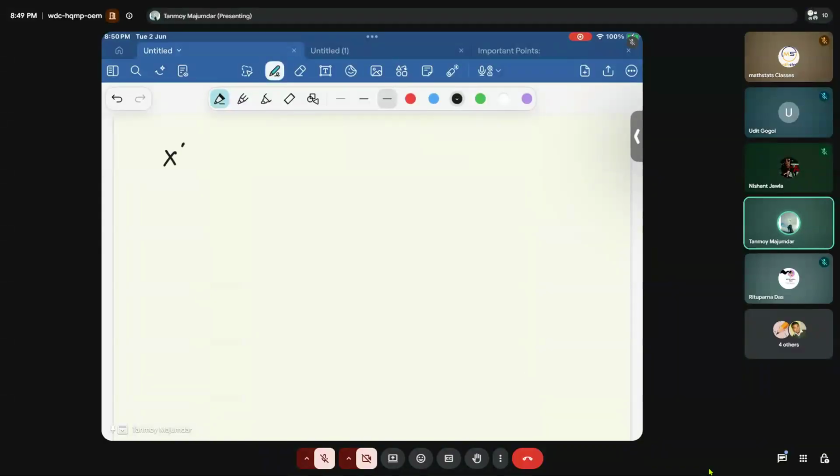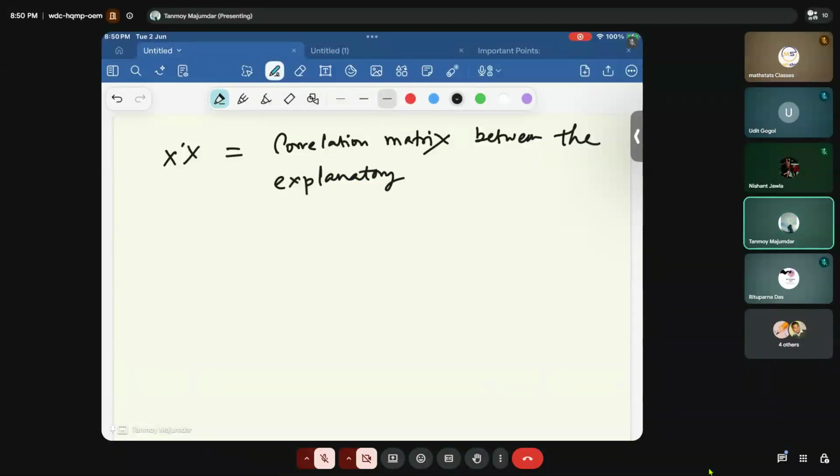x dash x, what will it be? If it is scaled data, x dash x becomes the correlation matrix, or you can say the correlation matrix between the explanatory variables. Okay, x dash x and x dash y.